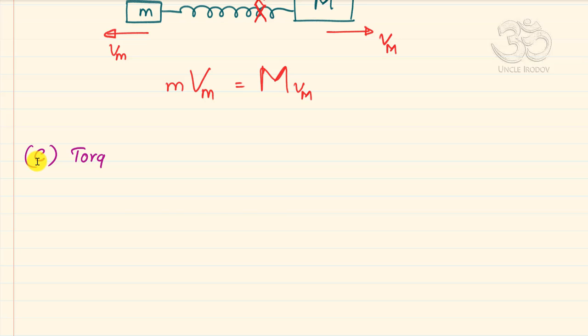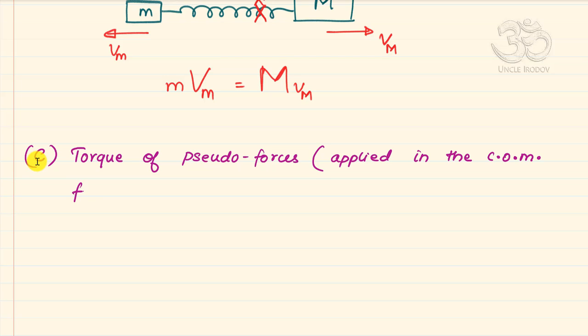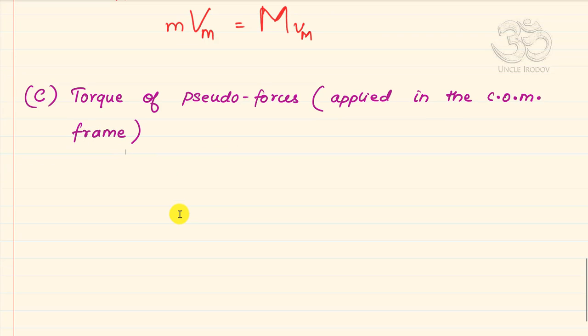So torque of pseudo forces, and those pseudo forces have to be applied in the center of mass frame, because you can apply pseudo force whenever you are in an accelerating frame. So I'm just specifying that these forces, or the result that I'm going to talk about, is not for the pseudo forces applied from any accelerating frame. They have to be applied in the center of mass accelerating frame, and the torque has to be calculated about the center of mass. Torque of pseudo forces about the center of mass.